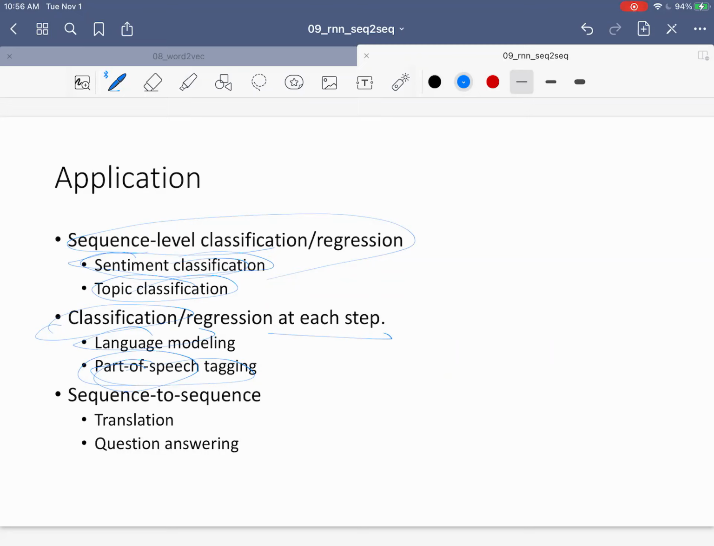So it's a different task than this one. And then the last one is sequence to sequence, which is translation or chatbot or question answering, because your input sequence and your output sequence can be of different length. So in that case, you need a sequence to sequence or encoder decoder architecture. So I'm going to show you the depiction of all these three scenarios later.